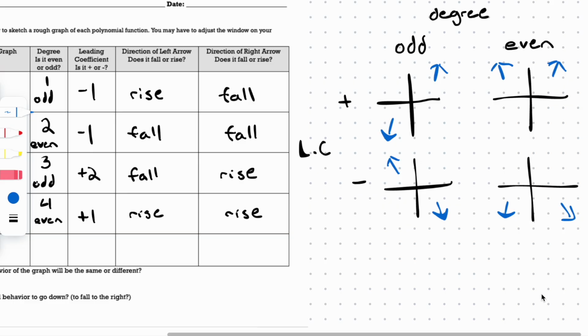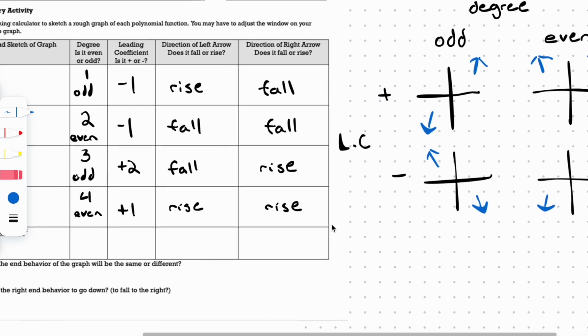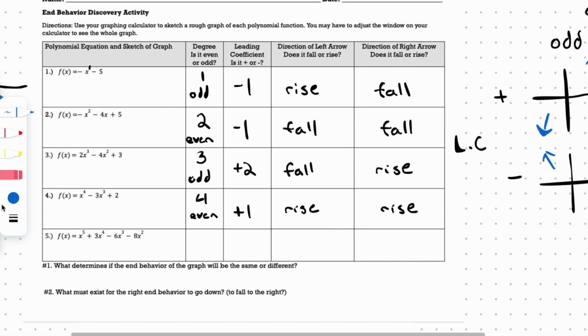I don't know how helpful this is for you. This makes sense to me, but it may be different for you. If you have any questions about what I'm trying to represent within this graph, feel free to ask. I'm happy to help. But let's use this information we just created to help us answer number 5.